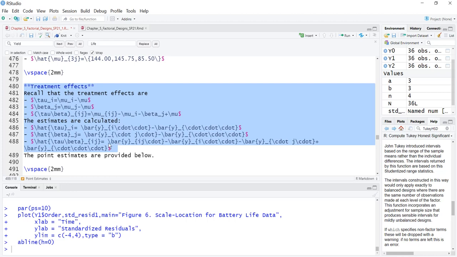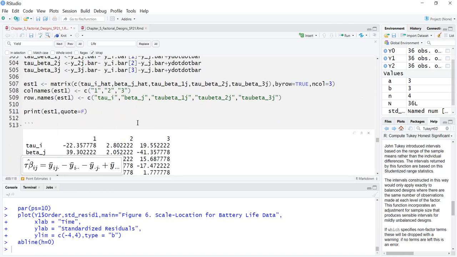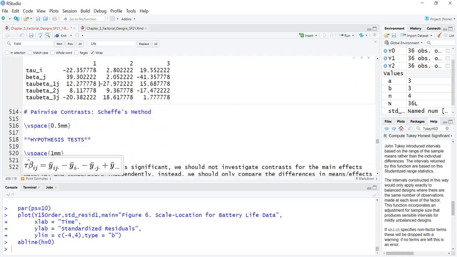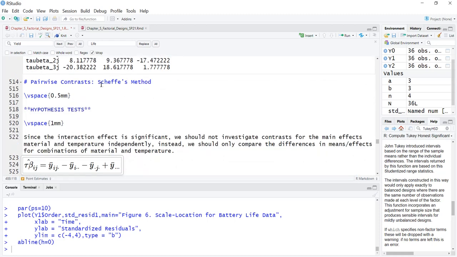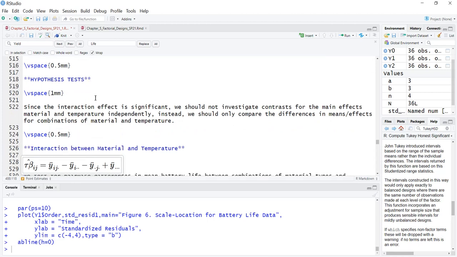There's no need to say that. That's for you, so that you know how to do this, okay? So this is for your information, but delete it when you turn it in, please. Delete that part, okay? So there are the estimates, the treatment effects. Those have to be calculated. And then we have pairwise contrast for Shapiro's method. We're going to do that. And so the first thing are hypothesis tests, if you're asked to test.